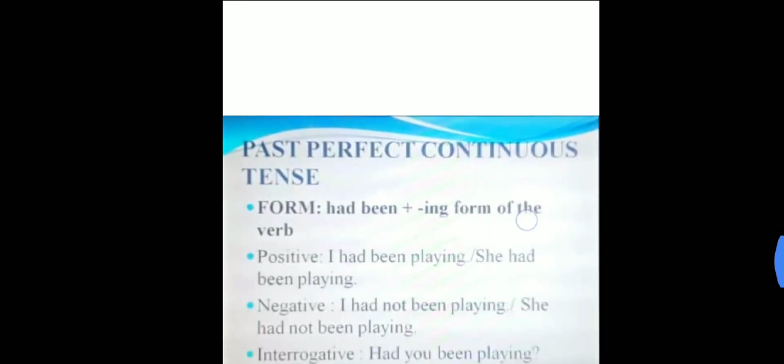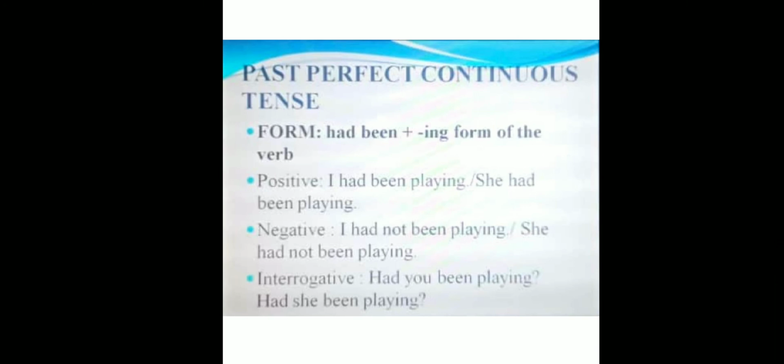Let's move further to past perfect continuous tense. Its form is subject plus had plus been plus ing form of the verb. Had been plus ing. There is no option. Compulsorily we have to use had plus been plus ing. Perfect continuous: perfect also and continuous also. Continuous means ing, and perfect means had plus been. Positive sentence is I had been playing or she had been playing.